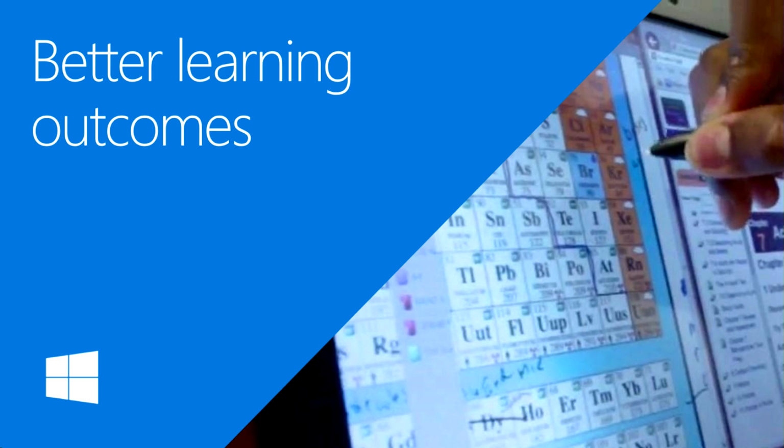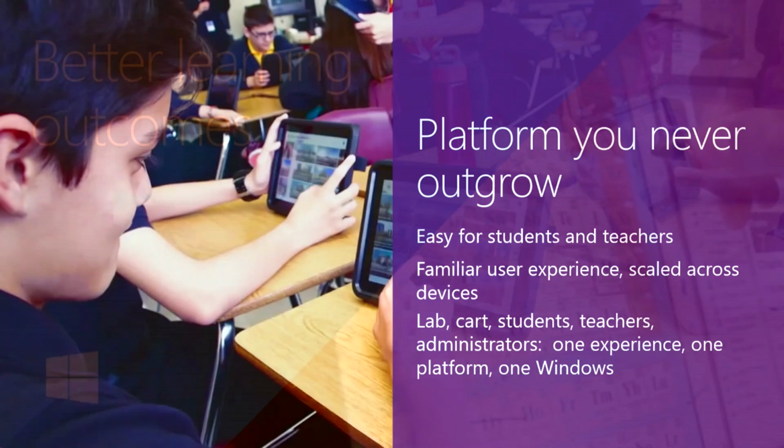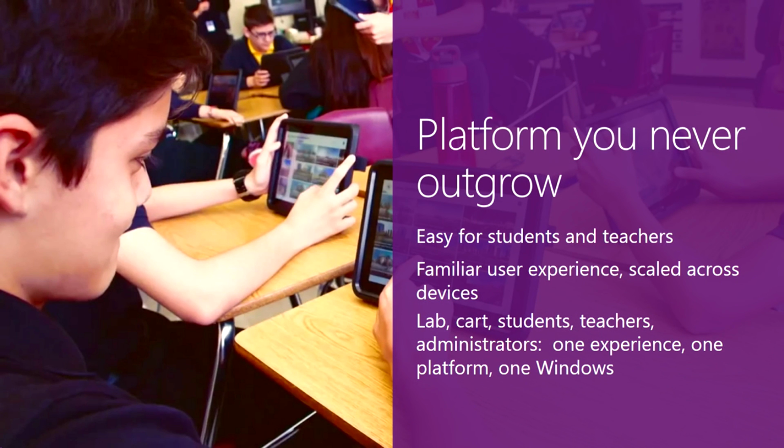So let's have a look at better learning outcomes. So what types of stuff have we done in the operating system to make it easier to work with on a day-to-day basis? First thing we need to think about is this becomes a platform that you never outgrow. We needed this to be easy because we made a few mistakes in Windows 8 and Windows 8.1 in terms of how we thought people would work with their devices, and we introduced a very much touch-friendly interface that didn't necessarily go down well with our users.